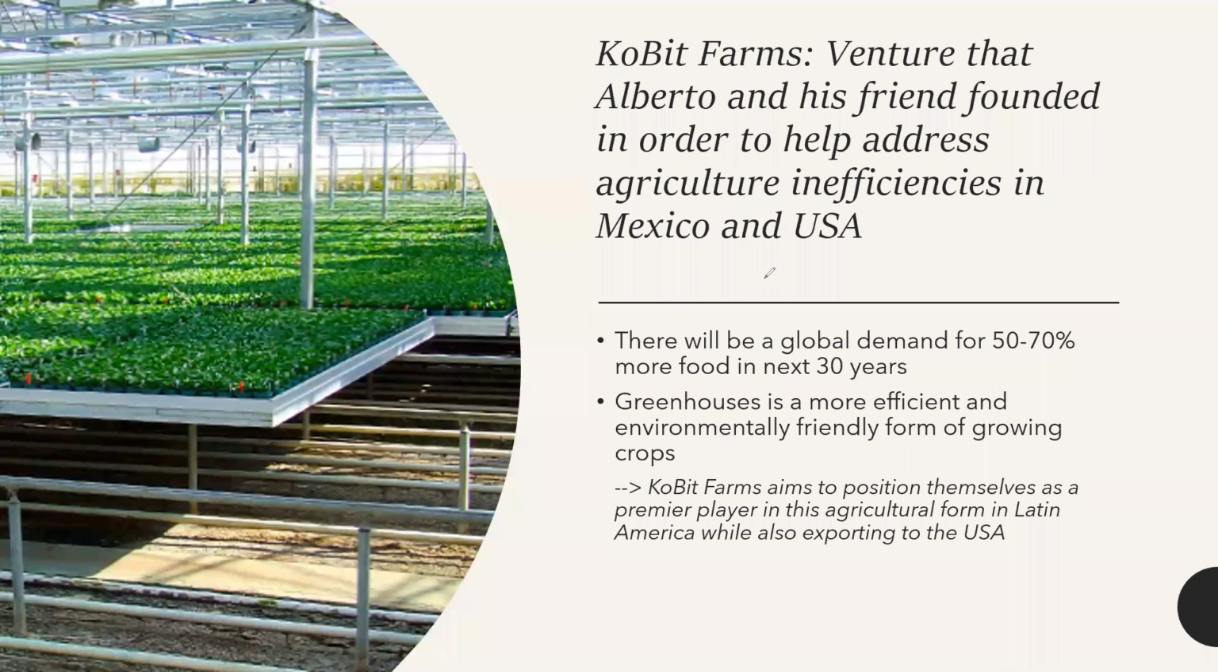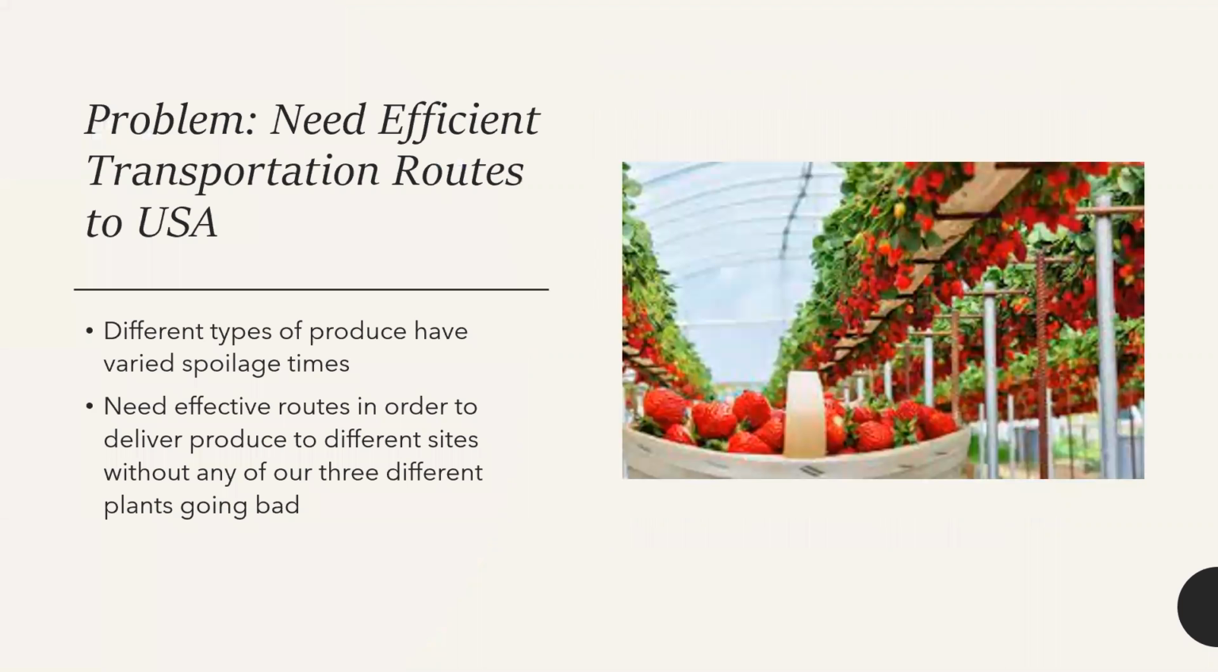So here is our issue, or rather the company, and a little background on the problem. KoBit Farms is a greenhouse growing agricultural business that Alberto and his friend founded in order to help address agricultural inefficiencies in Mexico and the US. They're going to be doing greenhouse growing, which allows them to grow produce year-round. So the problem is that they need efficient transportation routes to the US because their greenhouses will be located in Mexico. The different types of produce are going to have varying spoilage times, and they need the most effective routes to deliver produce to different sites without any of them going bad.